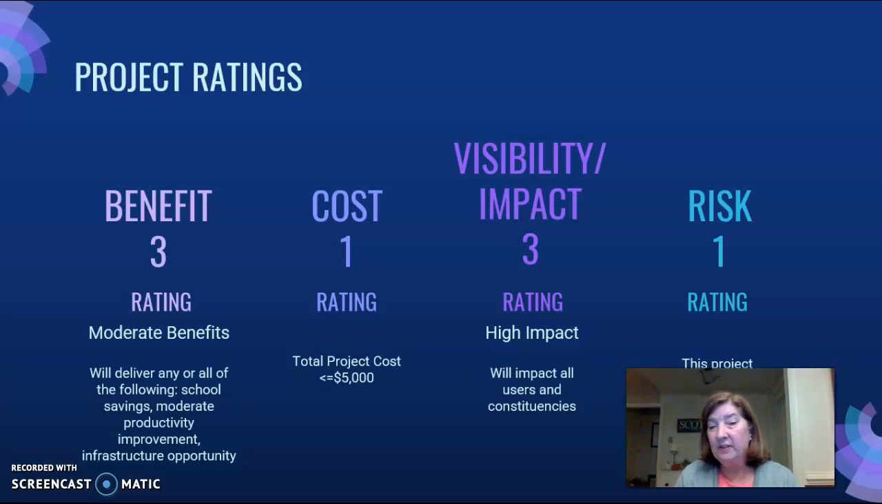The rating for the visibility and the impact on our school, I've rated as a 3 with a high impact because it would impact all of the users and all of the constituencies through this purchase. The risk is really only at a 1. The project presents really a minimal risk of disrupting school operation if we don't implement it. I just think that it would be so beneficial to us to implement this project.